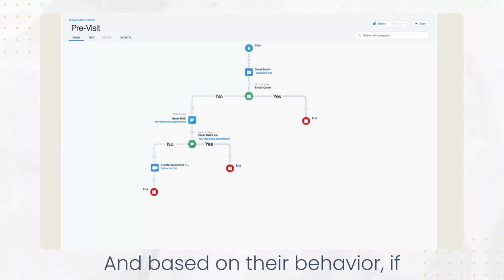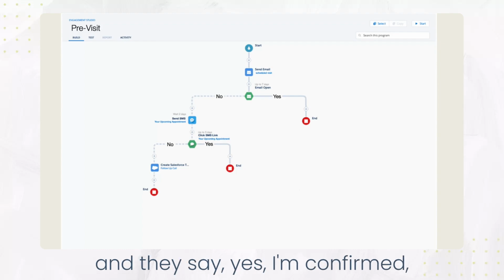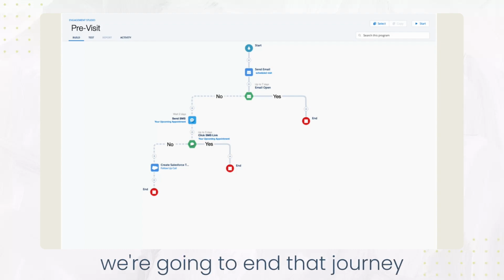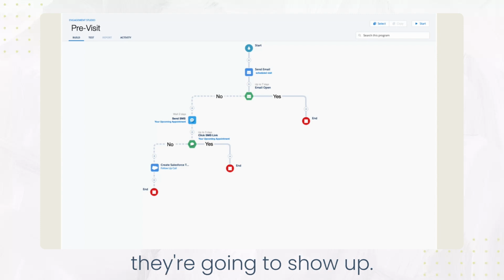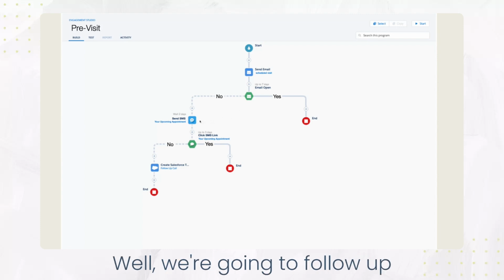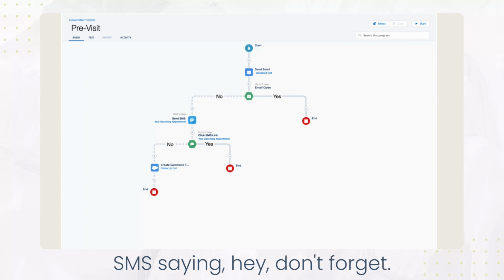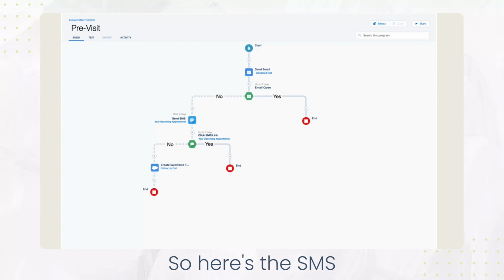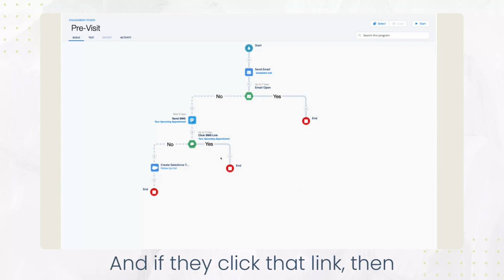Based on their behavior, if they click the link in that email and say, yes, I'm confirmed, we're going to end that journey because they've confirmed they're going to show up. But what if they don't show up? Or what if they don't click the link in the email? Well, we're going to follow up and send a reminder over SMS saying, hey, don't forget, you didn't respond to our email. So here's the SMS saying, don't forget your appointment is scheduled right here. Click this link to confirm. And if they click that link, then we're going to end the journey.